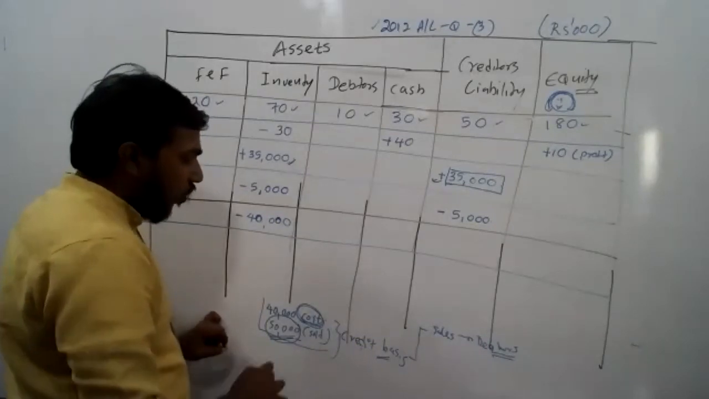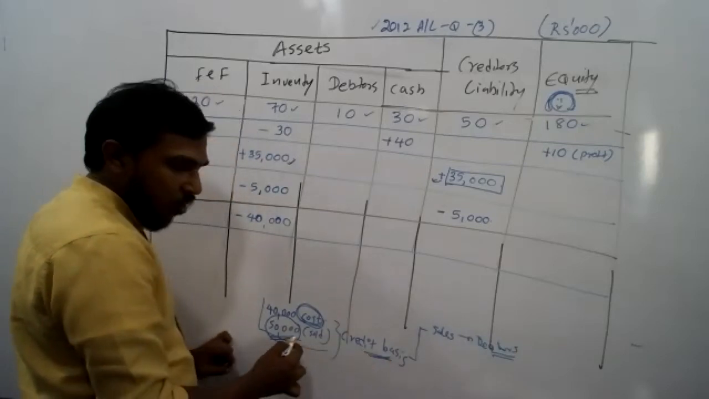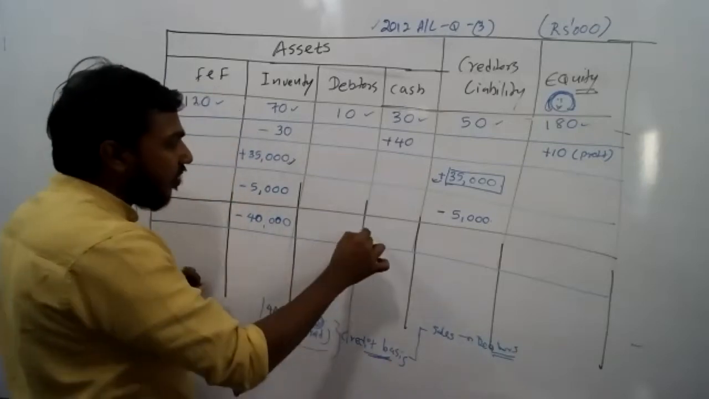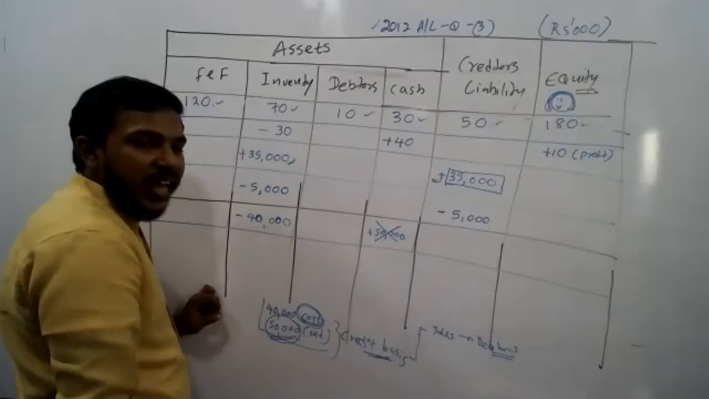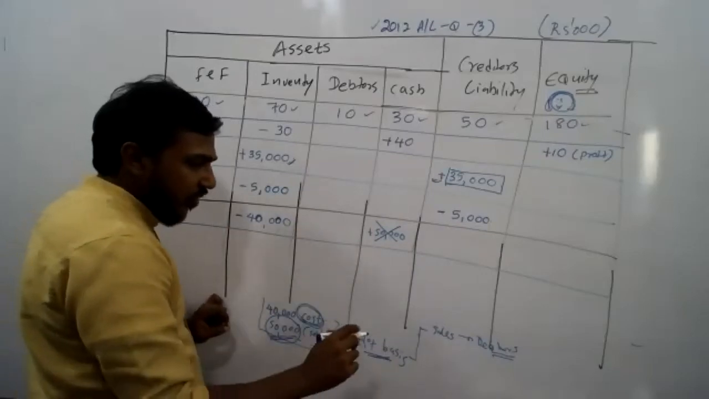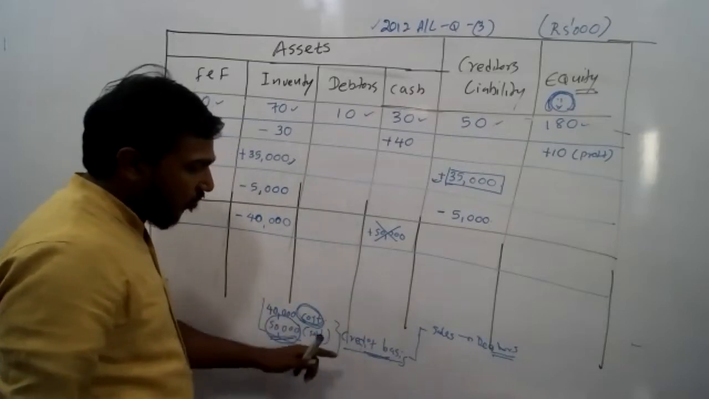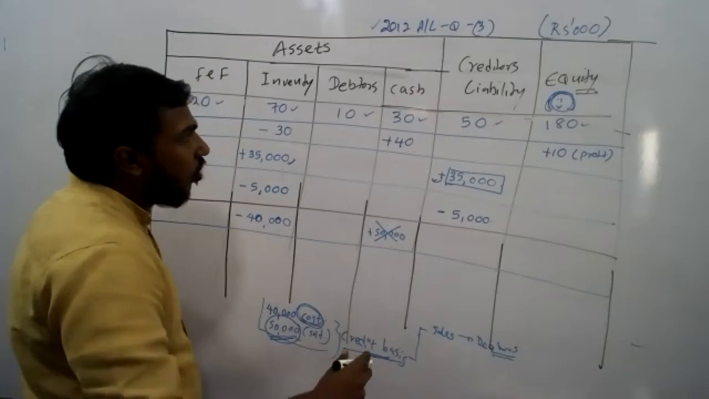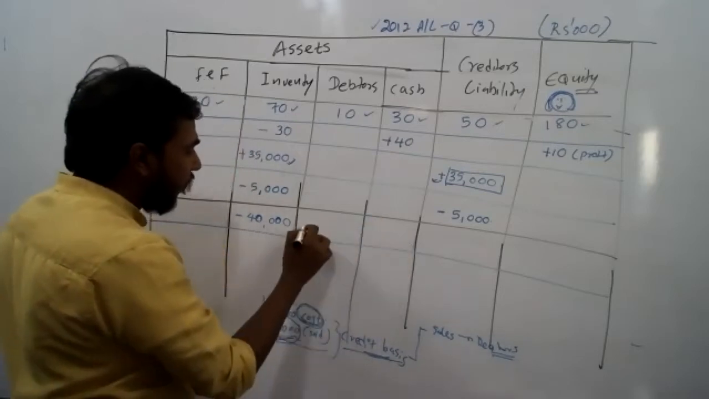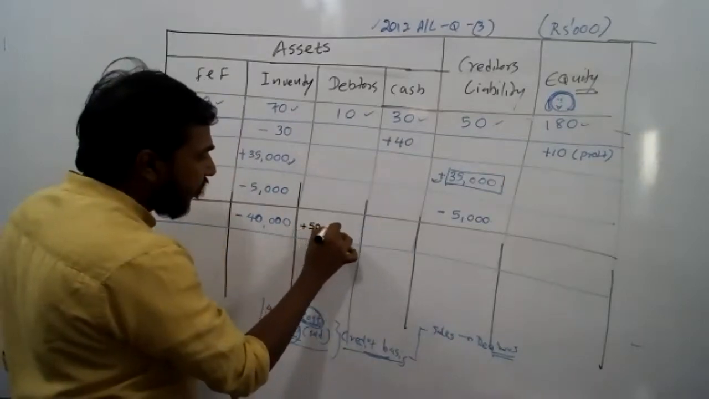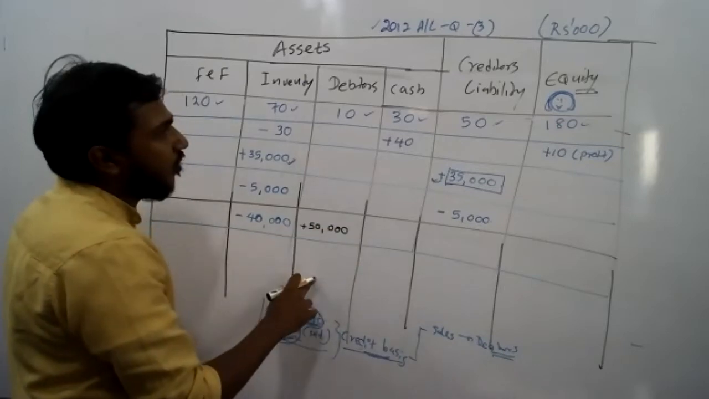Then you collect 50,000, not cash, because it's on credit basis. If it was cash basis, cash would be increased by 50,000. But it's incorrect to increase the cash now, because this is on credit basis. So not the cash but your what is supposed to increase? Debtors. Debtors increased by 50,000.